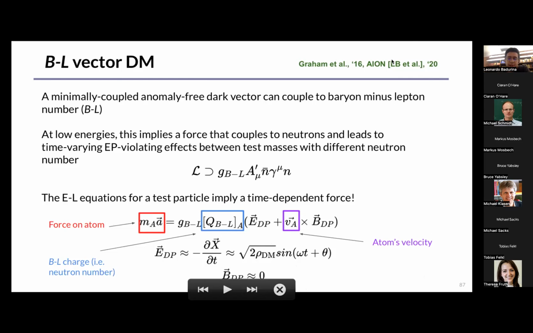And because of the small size of the virial speed of the dark matter, we would expect the equivalent magnetic field of the dark photon to be vanishingly small. And so to leading order, this beyond standard model additional force, or fifth force if you will, acting on the atom would depend exclusively on this electric field from the dark photon.